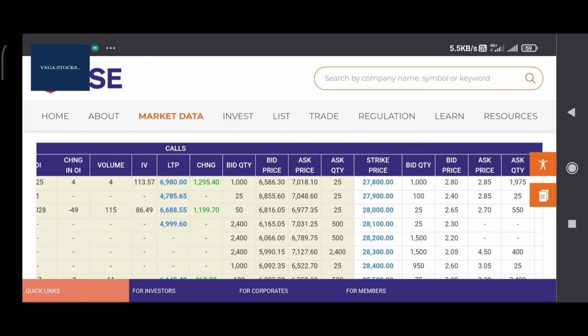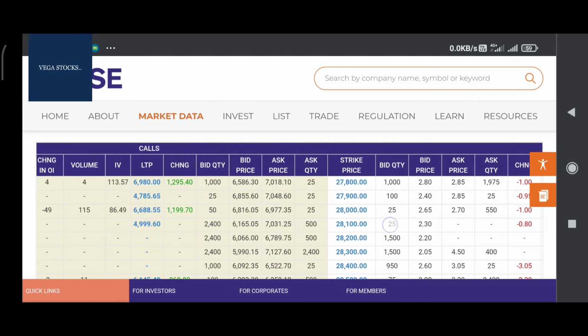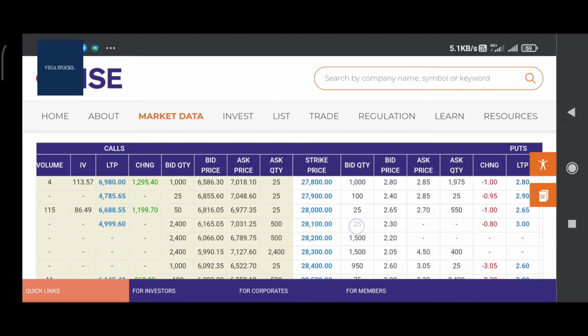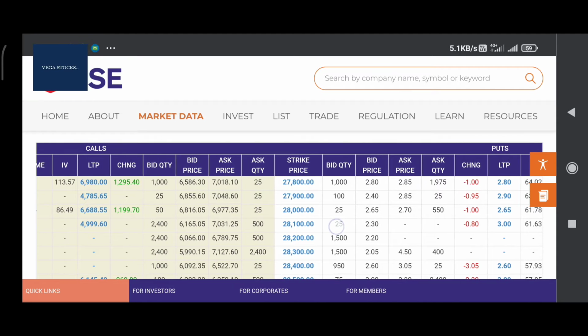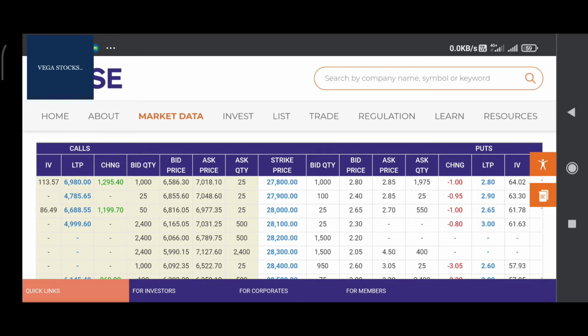Let me explain with an example. Intrinsic value is just like the accelerator in your car. The more you press, the more it accelerates the speed of the car. Here the accelerator means Nifty or Bank Nifty price and the car means options premium.